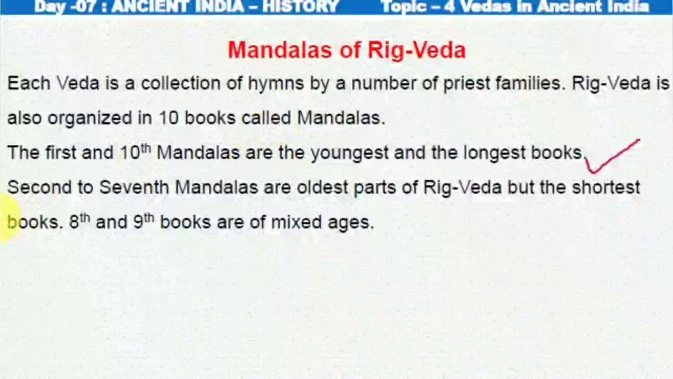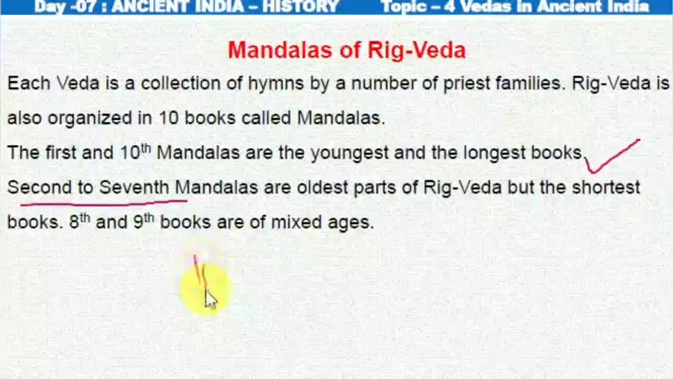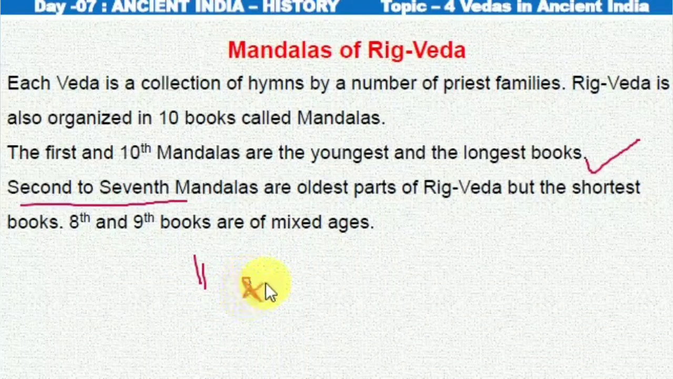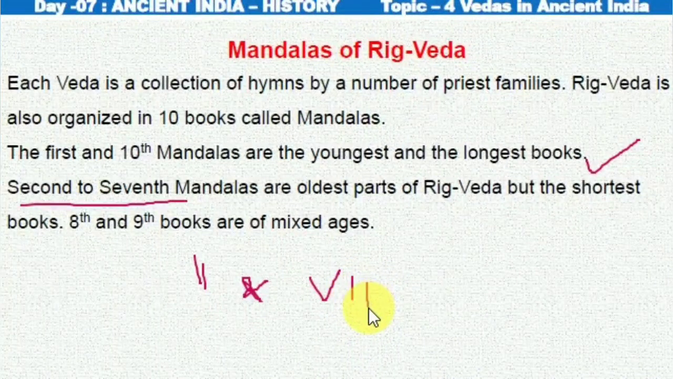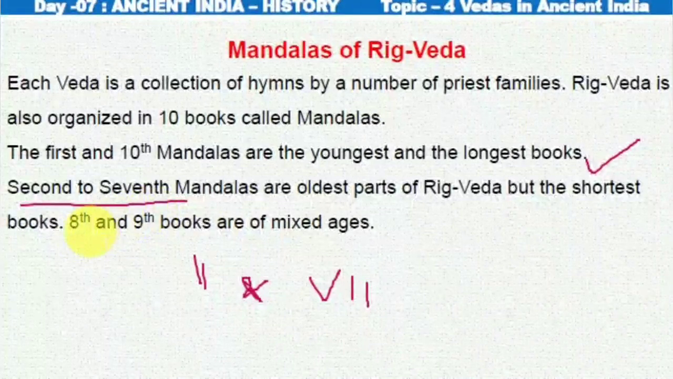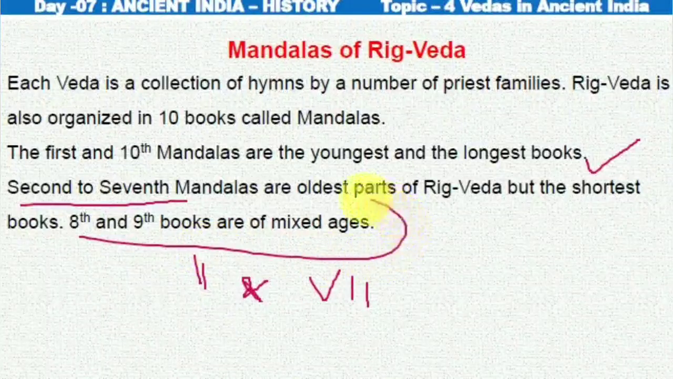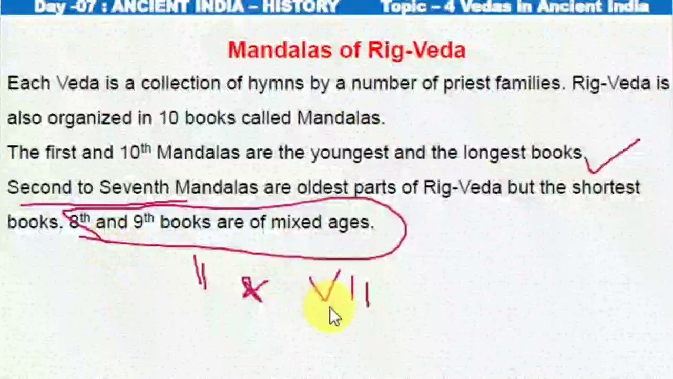The second to seventh mandalas are the oldest parts of the Rig Veda. That means these were created at the earliest time. But the shortest books, the 8th and 9th books, are of mixed ages. That means the 8th and 9th books are a mix of longest and shortest.